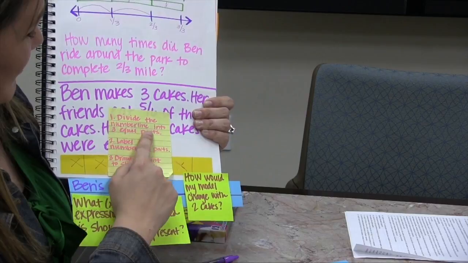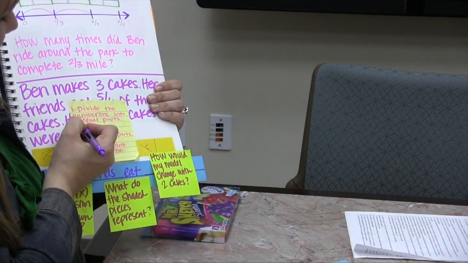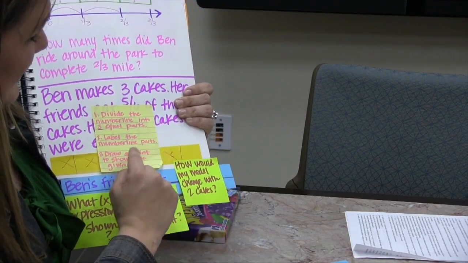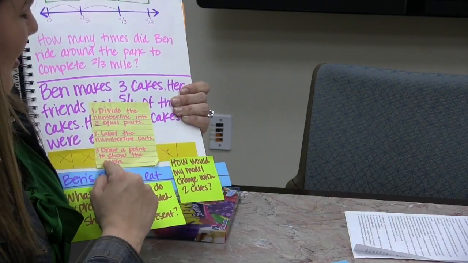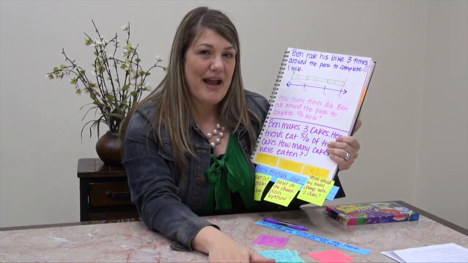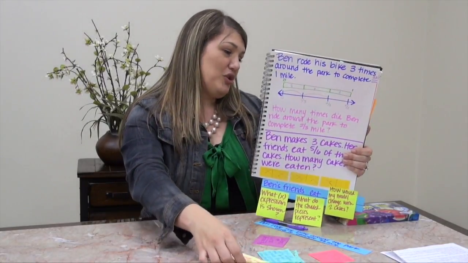So they would divide the number line into 3 equal parts. And I might even draw a line there because it might not always be 3 equal parts. Label the number line parts, and then draw a point to show the given. So this would go in the student's journal, and that way when they come back to me the next day, they would know what was expected when I gave them another problem to work on.